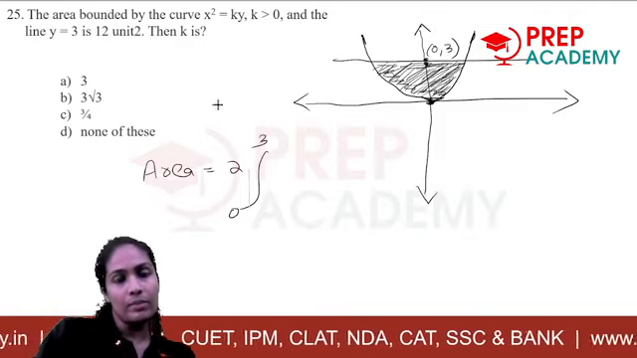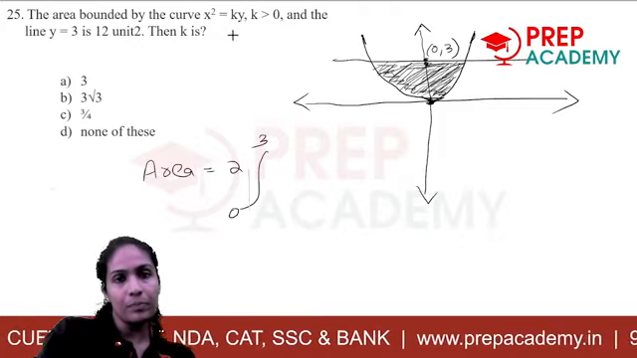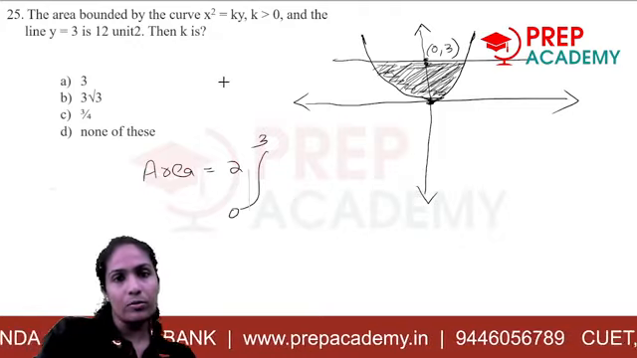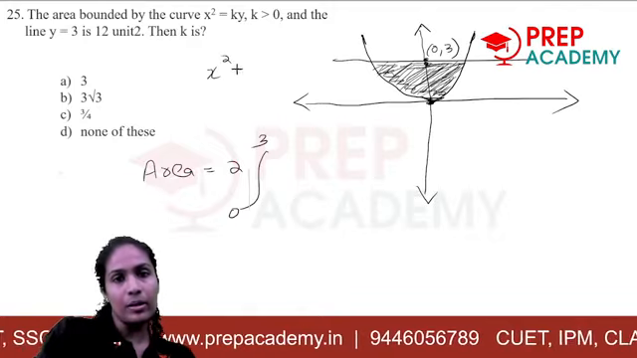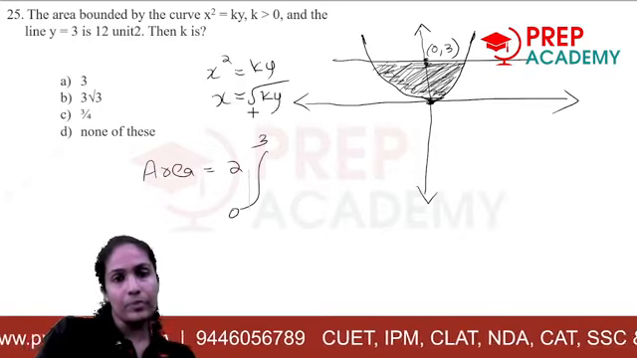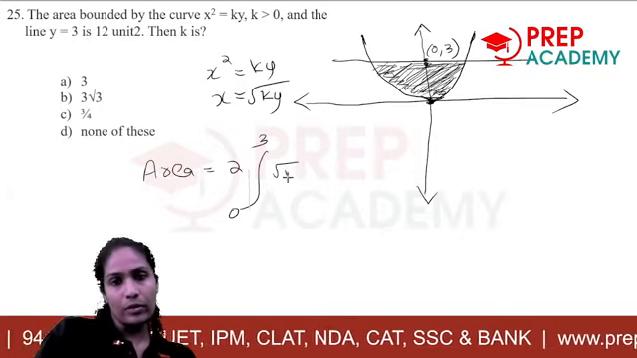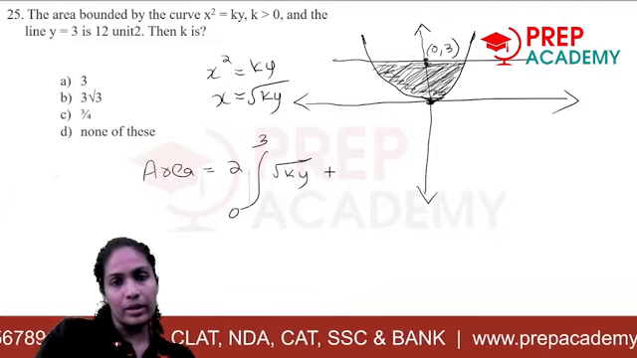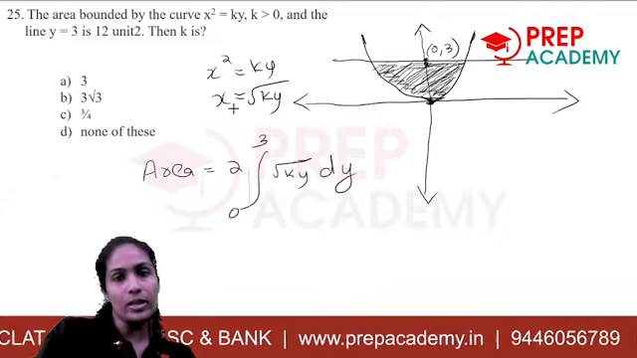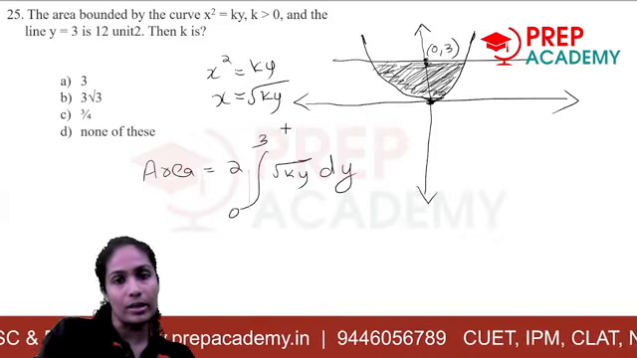Since the limits are of y, you have to find the function in terms of y. So x square is equal to ky means x is equal to root of ky. So 2 into integral 0 to 3 root of ky. Here we choose the limits of y. That's why we find the function in terms of y. So x equal to root of ky is the function in y.